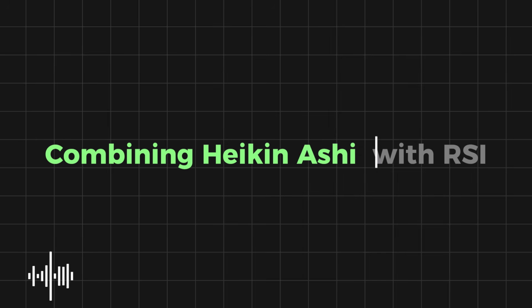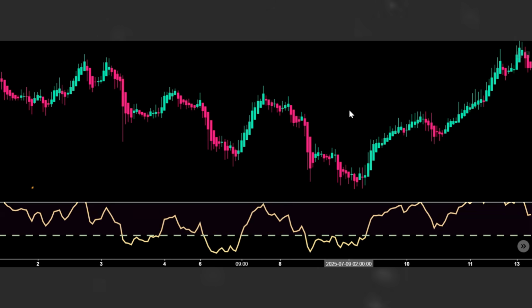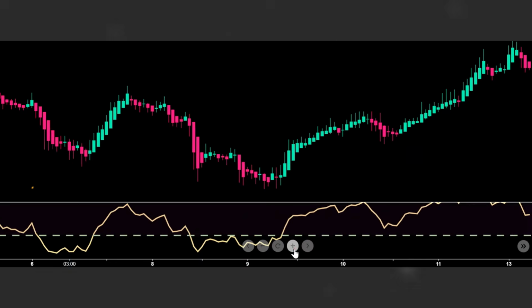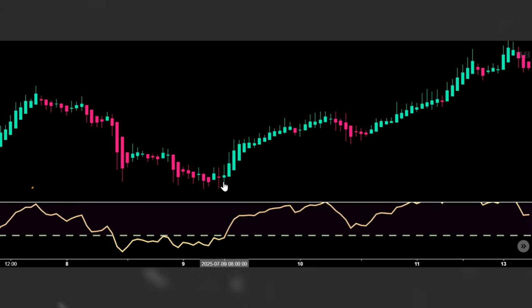Combining Heikin Ashi with RSI. Here's how this strategy using Heikin Ashi and RSI works. For a buy setup, first look for a clear downtrend. Then wait for a bullish reversal on Heikin Ashi candles. As we explained before, this means a doji candle followed by two strong green candles.